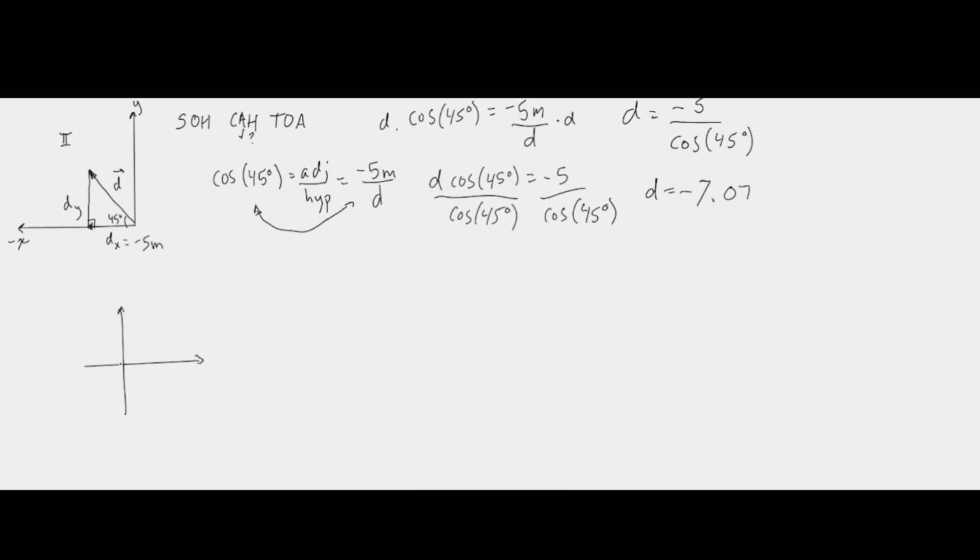And my hypotenuse is now in quadrant 4. So this is quadrant 4. So let's call this Vy. Let's call this Vx. And this is my V vector.